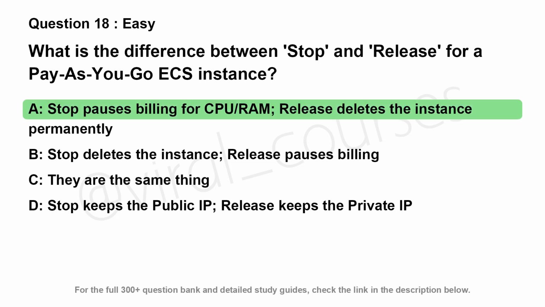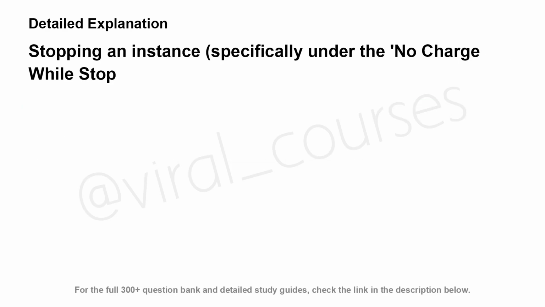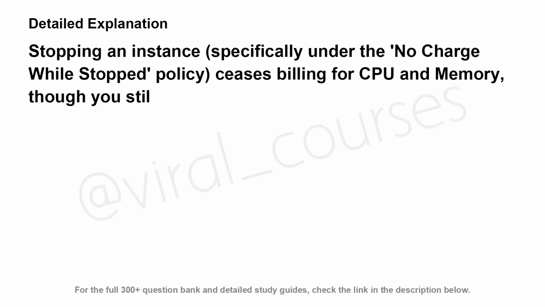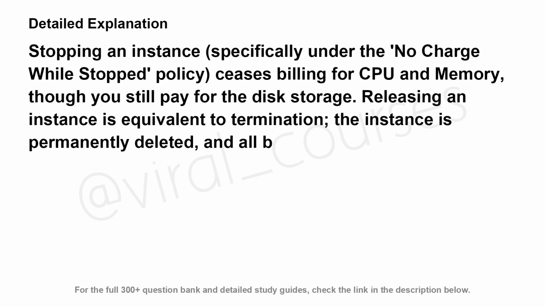The correct answer is A. Stopping an instance, specifically under the no charge while stopped policy, ceases billing for CPU and memory, though you still pay for the disk storage. Releasing an instance is equivalent to termination. The instance is permanently deleted, and all billing for that resource stops.